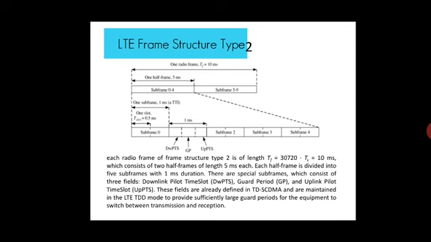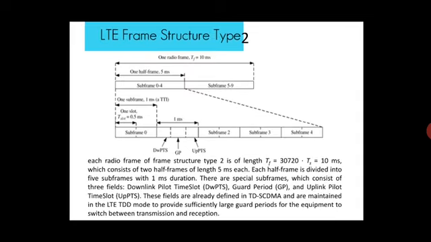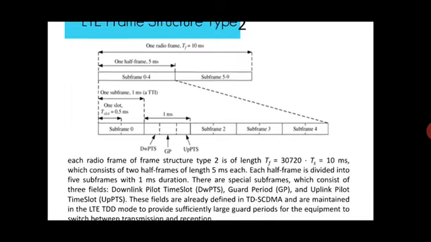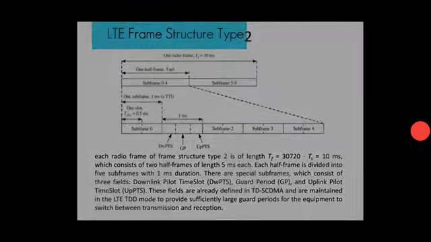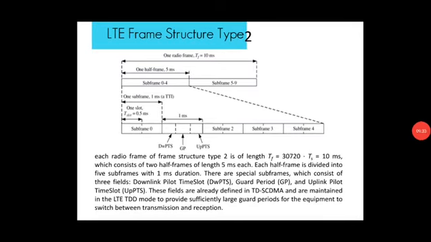Okay, let us move to the next, frame structure number 2, that is LTE frame structure type 2. I hope you can see. Now you can see for structure type 2, the length of this will be 30720. In fact, it will be divided into subframes, numbered 0 to 4 and 5 to 9. One half frame will be of 5 millisecond.